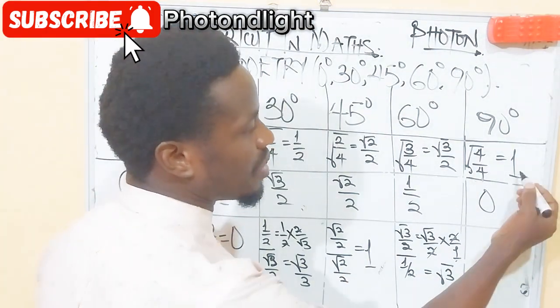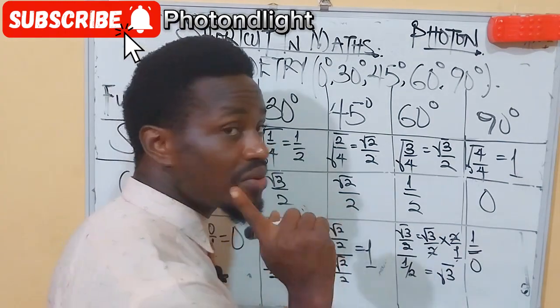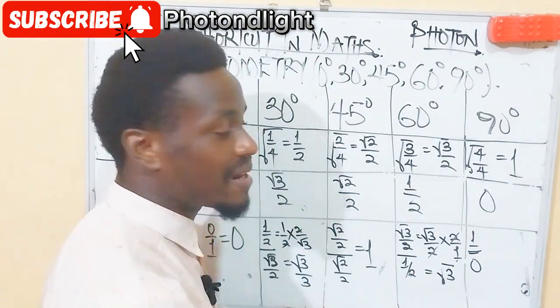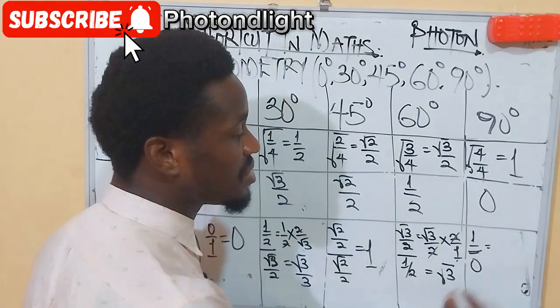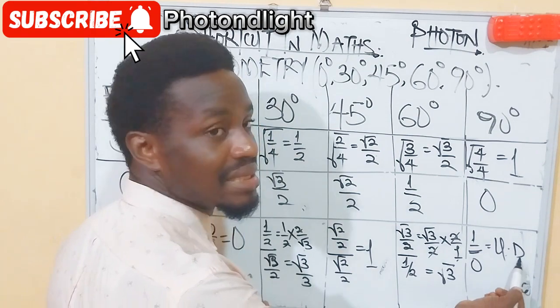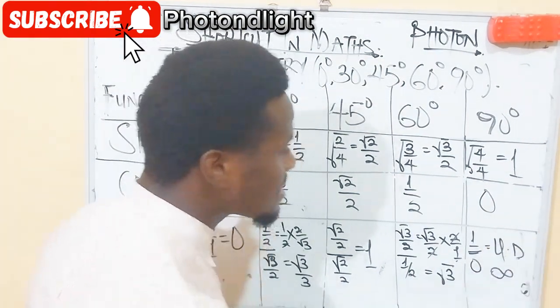And finally, we have 1 dividing 0. So 1 over 0. Now, there is a rule that states that whenever 0 is a denominator, you definitely have an undefined answer. You can confirm with your calculator, the answer to 1 over 0 is UD, meaning undefined. You don't have a value for that. So sometimes we put the symbol infinity. And there you have it.